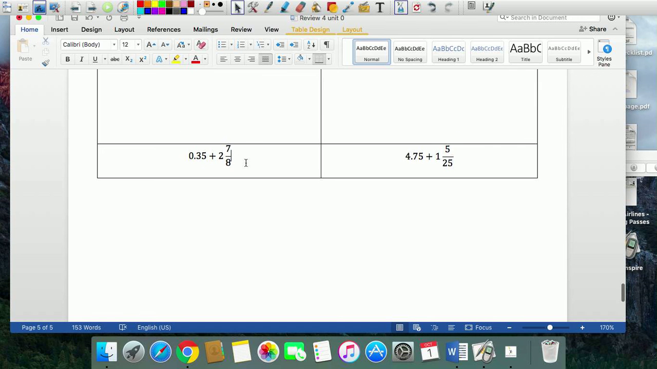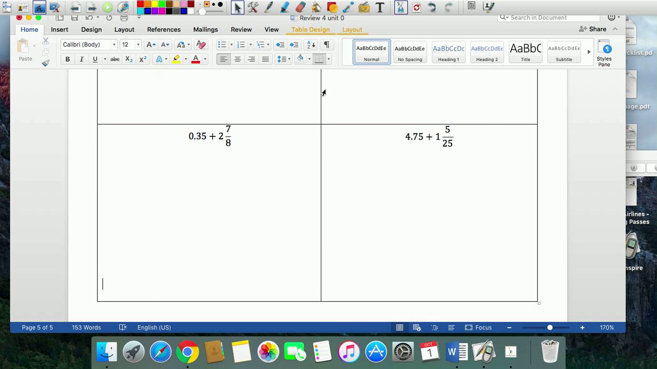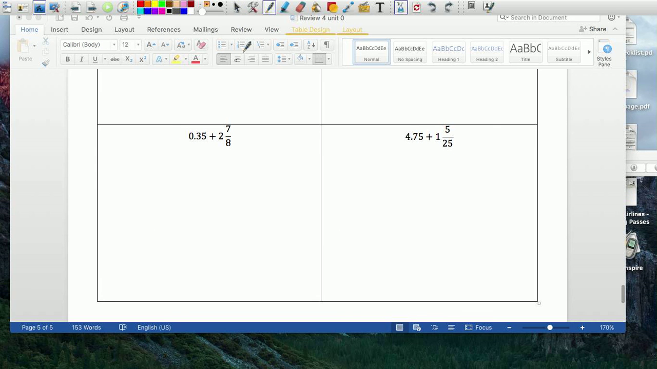Oh yeah, 2 more problems. Okay, so again, it's a fraction and a decimal. If you can change this to a decimal, it'd be so much easier, but that's up to you. 7 over 8, so let me just do that. 7 divided by 8. 8 going into 7? No, add a 0, and a decimal. 8 going into 70? Yes.